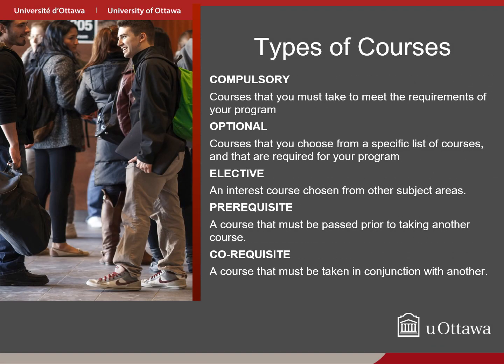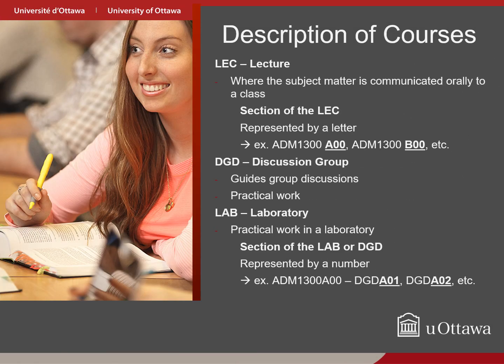Courses come in one of 3 types, a compulsory. During the enrollment process, you'll notice a series of 3-letter acronyms, LEC, DGD, and LAB. LEC stands for the lecture component of the course. This is where the professor stands in front of an auditorium and teaches. It's often what you see in movies and what you think of when you think a university or college course.